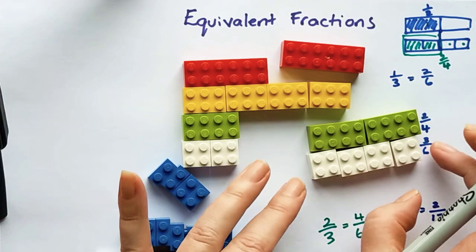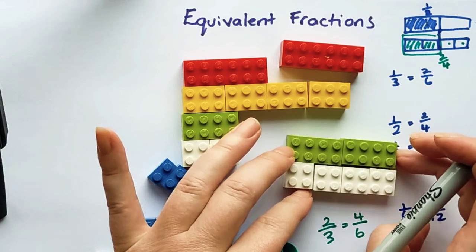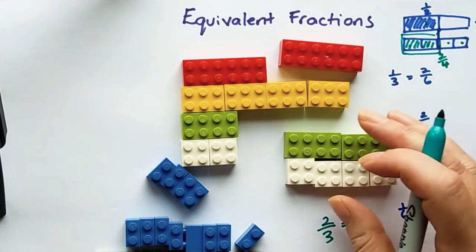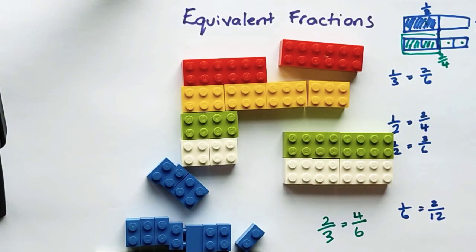So today, you've got pictures. Picture the two fraction amounts that take up the same amount of space on your page. And that's how we get equivalent fractions.